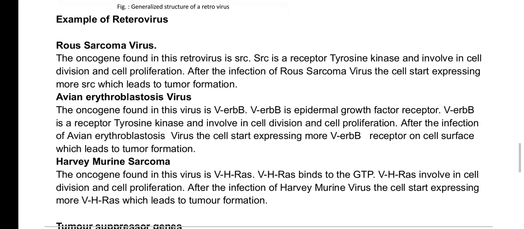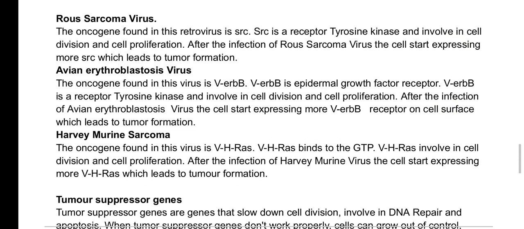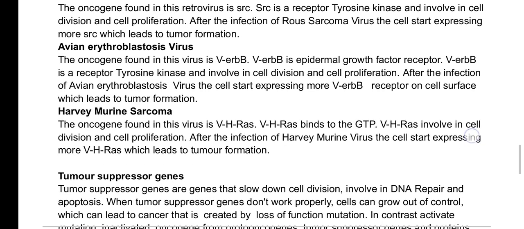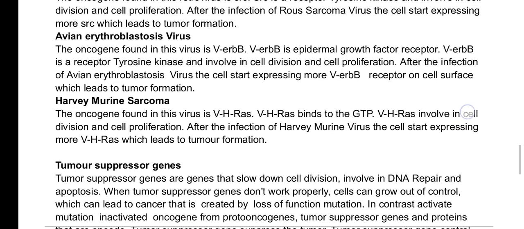Rous sarcoma virus. The oncogene found in this retrovirus is SRC. SRC is a tyrosine kinase involved in cell division and cell proliferation. After infection with Rous sarcoma virus, the cells start expressing more SRC, which leads to tumor formation.